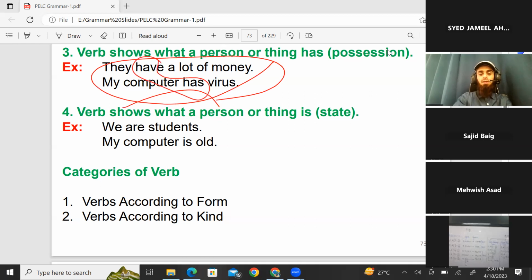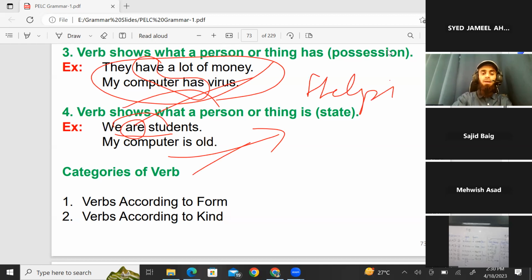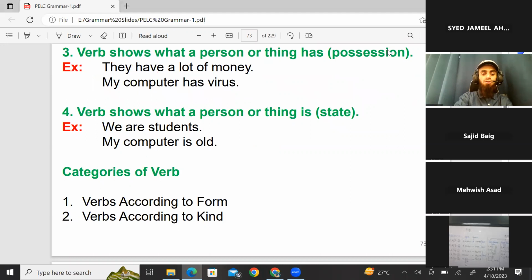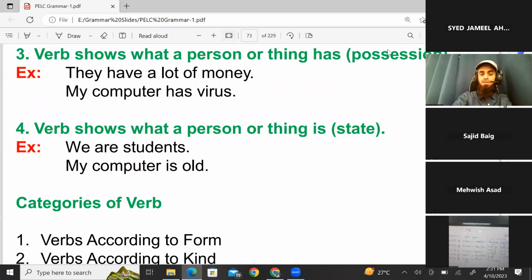But again, here this is also going to identify or show us the state, right? We are students. What are we? We are students. Now, here, are is indeed a helping verb, but along with being a helping verb, it is also a state verb, right? You can also call it stative as well, but for more clarification, you are going to call it a state verb, which is showing you the state of a thing or a person, right?